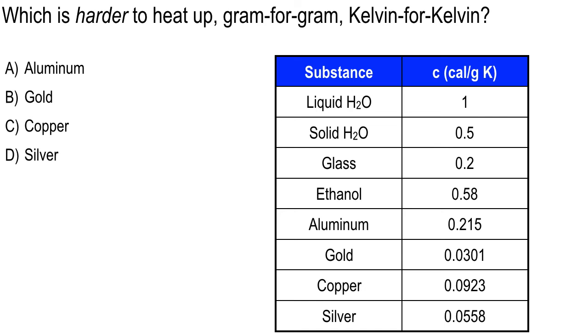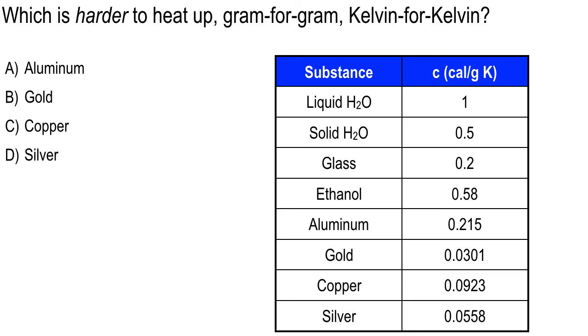Ten, nine, eight, seven, six, 5, 4, 3, 2, 1, 0. All right, let's see what you guys voted for. Uh-oh. We got some splaining to do. All right, here's your answers.